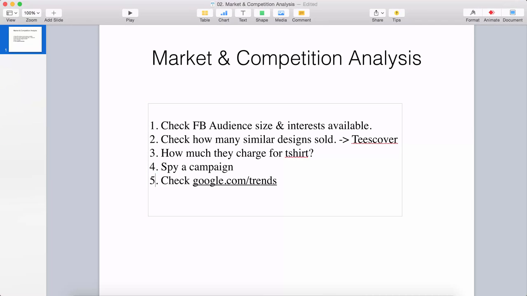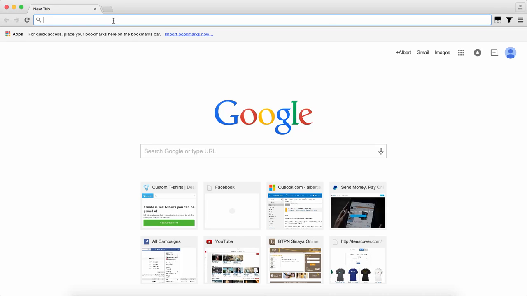Okay, this will be number 5. Alright, first we check Facebook audience size and what interests are available in the audience insight, and then we'll check whether there are similar designs and how many are sold using Teechcover, and then we check how much they charge for the search, and then we'll teach you how to spy a campaign, and we will check google.com/trends. Alright, let's go to Facebook audience insight.